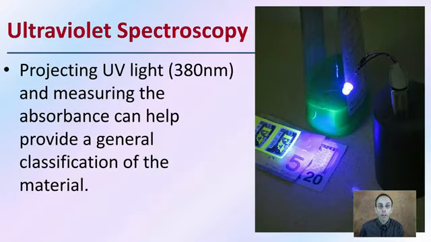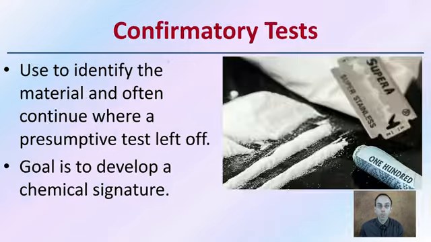We also mentioned ultraviolet spectrometry, where we're projecting ultraviolet light, at around 380 nanometers wavelength, and measuring the absorbance can help provide a general classification of that material. Some are going to react more to the UV light than others, and it's also an easy light source to carry around and to be used and projected in a laboratory setting as well.